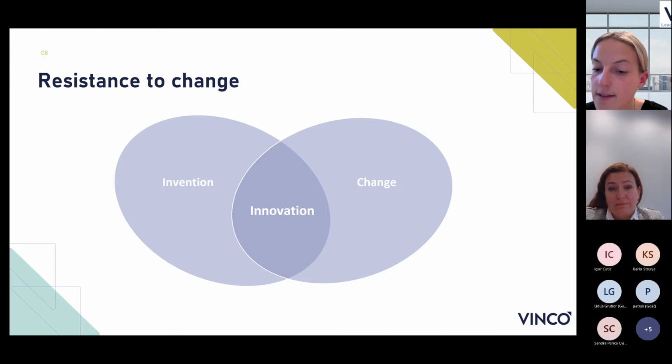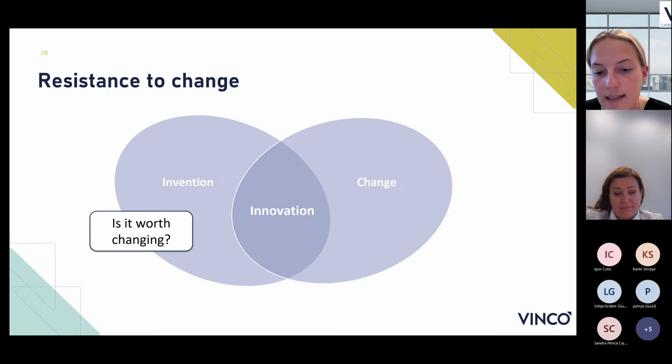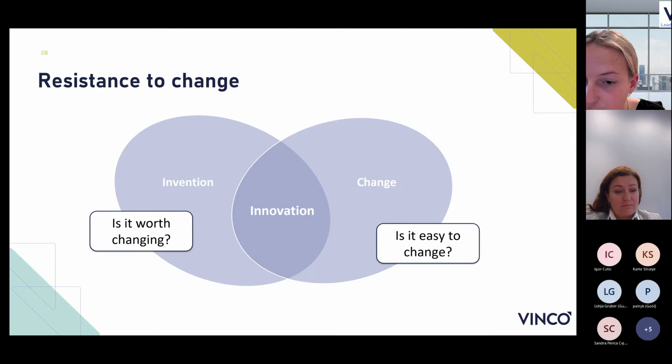So on the one hand, most people see change as unattractive and therefore not worth it. They suffer from loss aversion. They overestimate the cost of losing what they have today, and therefore they often prefer to stick to the status quo. They are asking you the question, is it worth changing? But on the other hand, they also see change as costly and risky, and therefore too difficult. They are uncertain about their ability to adopt unfamiliar ways of doing things. So they're asking you the question, okay, but is it easy to change?